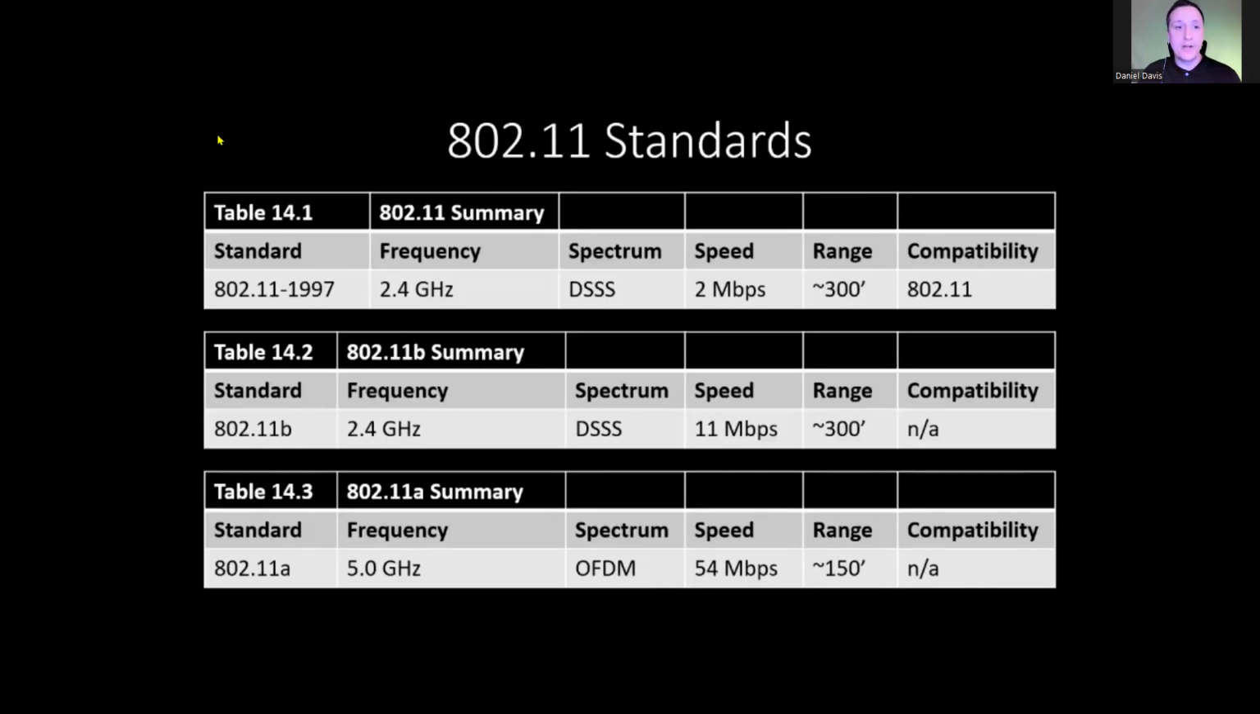This is a table that quickly summarizes key points from the standards that we talked about: 802.11-1997, 802.11b, and 802.11a. So we have the frequencies that each of them operate at, the spectrums they use, the speeds, the range, and the compatibility.